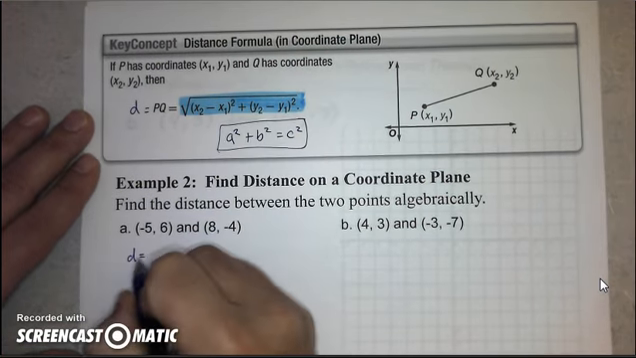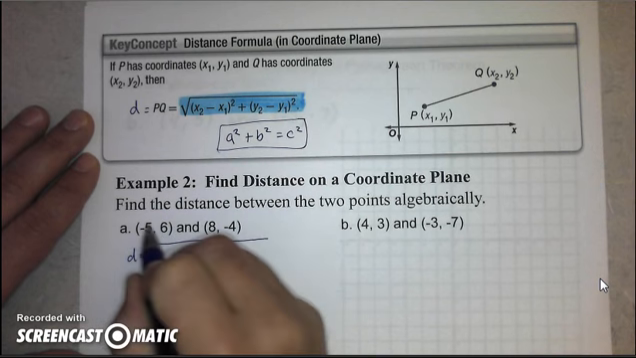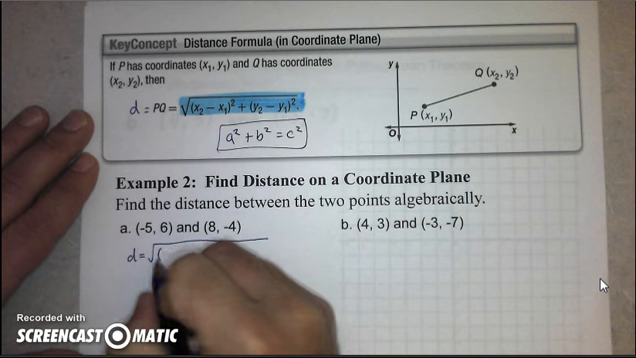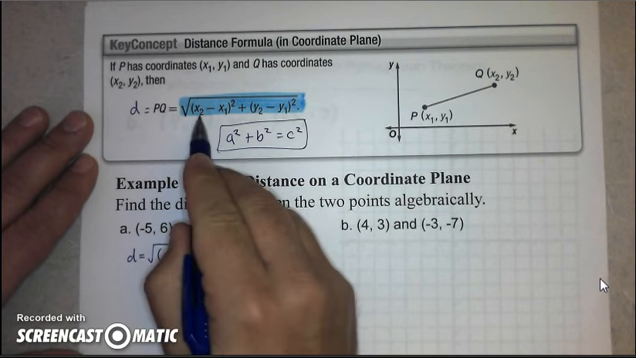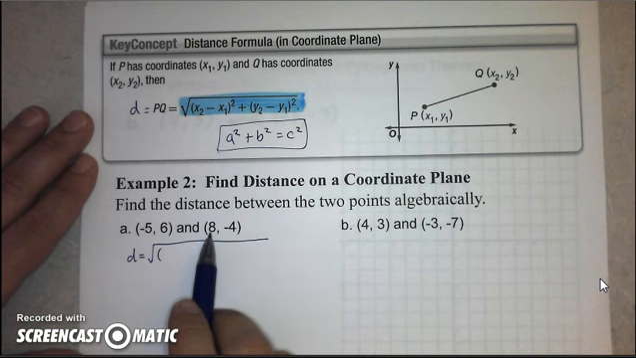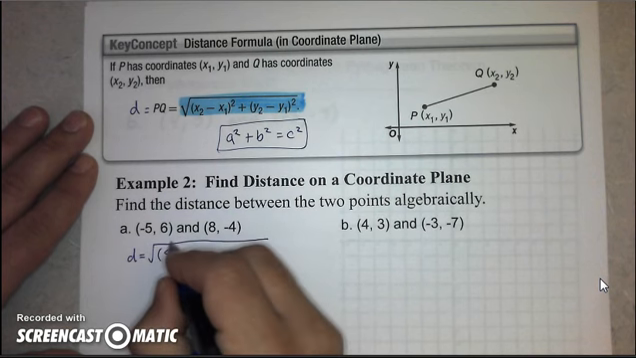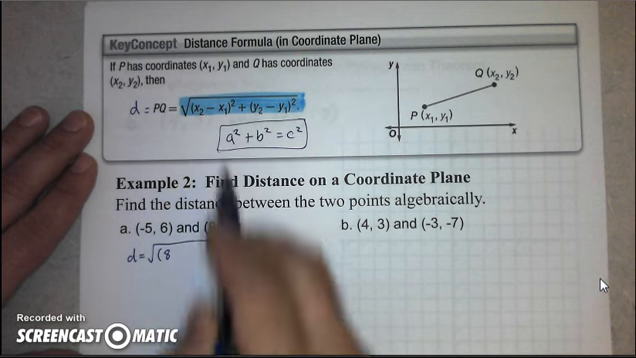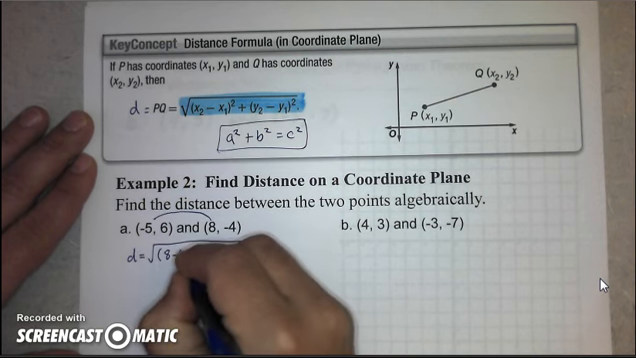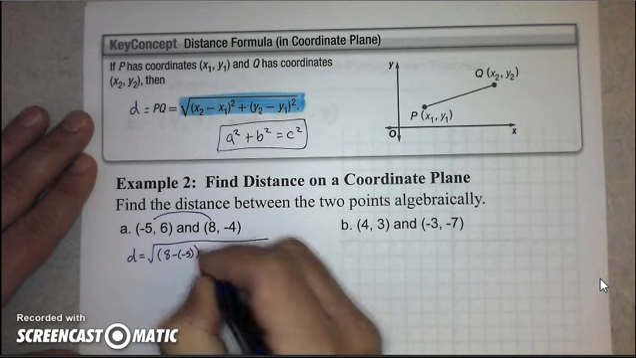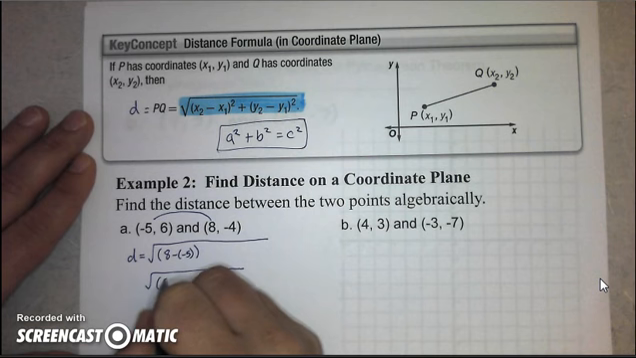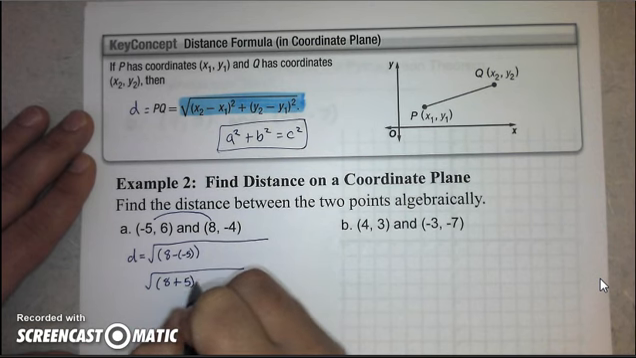The distance between 2 points means we take the square root of these values. x2 means the second x-coordinate, so we're going to take a look at our second x-coordinate, which would be 8, minus the first x-coordinate. So we're going to take a look at 8 minus negative 5. And don't forget that you get a double negative. Minus a negative really becomes plus positive. Squared.